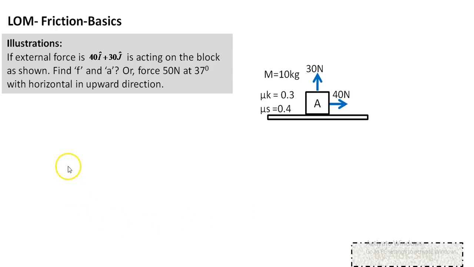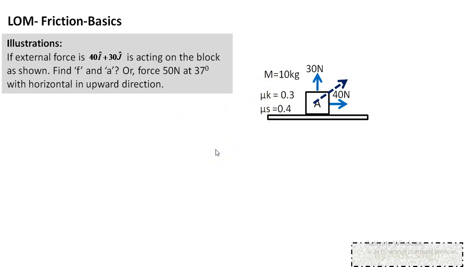Now second case, what we have done, we have just changed the direction of the force. Now the external force is 40 i cap plus 30 j cap. So the component which was acting in the downward direction is now acting in the upward direction. It can also be stated as a force of 50 Newton at 37 degrees with the horizontal in the upward direction. This is more like a pulling force. The previous one was a pushing force, this one is a pulling force. Rest of the numbers are same.